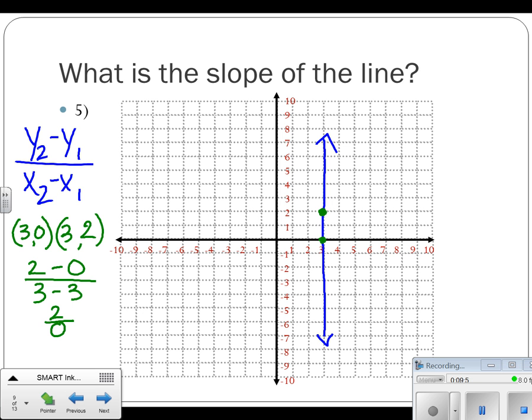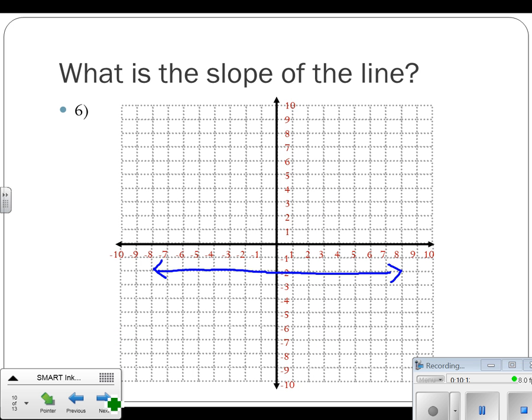Now when we see this, where we have a number divided by 0, we know we can't divide something by nothing. This is undefined. So it does not have a slope. It's undefined because you can't divide by 0. So vertical lines have an undefined slope. There's no rate of change.